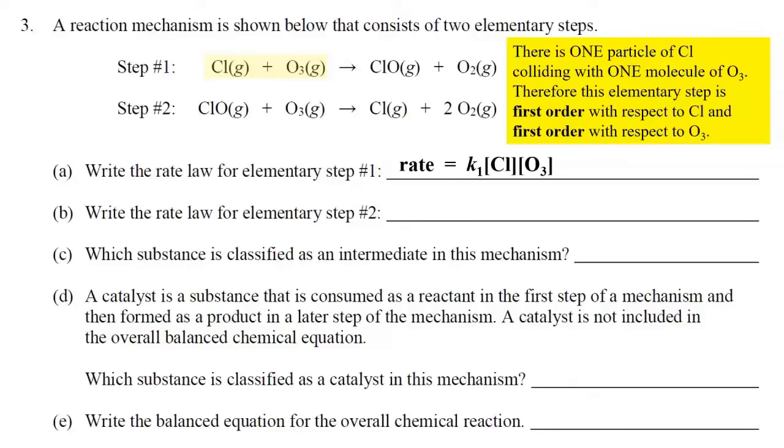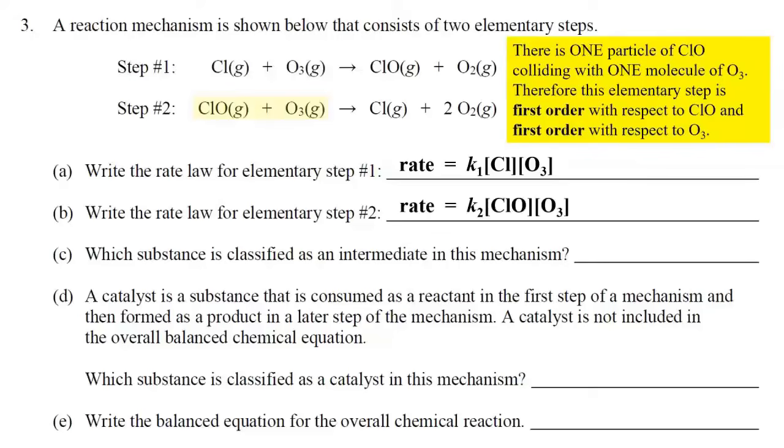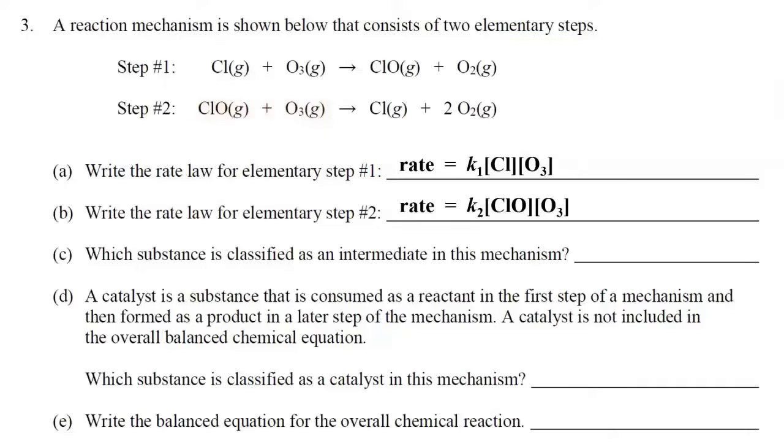And for elementary step number 2, I see 1 particle of ClO colliding with 1 molecule of O3. So again, first order with respect to each of those chemicals, ClO and O3. Again, an intermediate is something that is formed in an earlier step and then later consumed. So I see that ClO is formed in step 1, and then ClO is consumed in step 2. So that makes the particle ClO an intermediate.